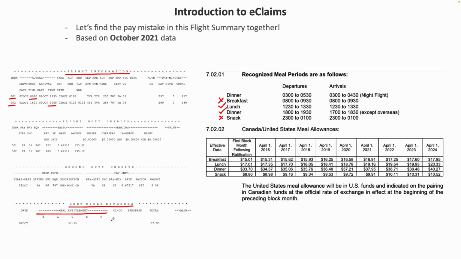We mentioned that lunch and dinner should be paid for this particular flight pairing. What we see is that there is a dinner paid. That's good. But there was no lunch paid. That's not good. So we had just $37.95 paid. Based on October 2021, which would correspond to the allowances in effect as of April 1st, 2021, I am missing $19.16 that I need to be paid for a lunch during this pairing.